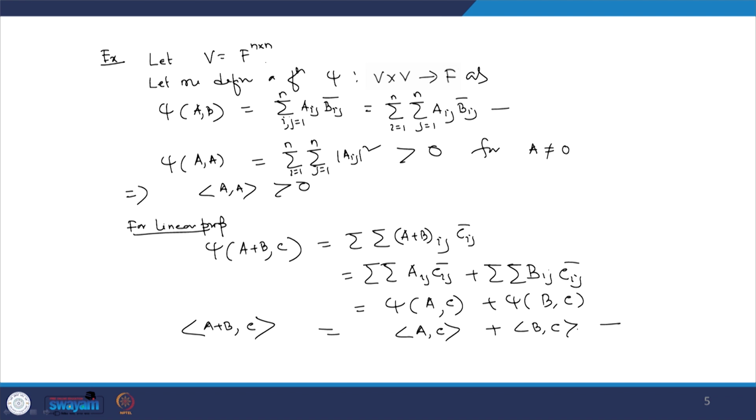So, the linear property also holds good, and you can also check that the inner product of c times A comma B equals c times the inner product of A comma B. That we can prove easily from the definition itself. So it also gives an inner product over the space. Now, over the same space, let me consider another function.